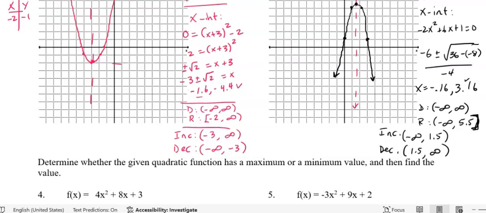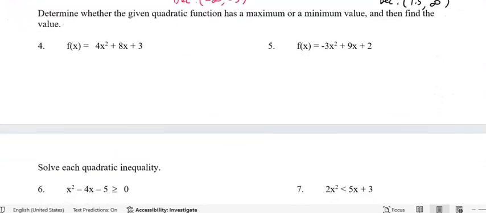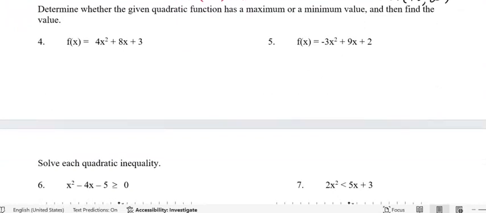All right, I think we got those. And for numbers 4 and 5, we're going to determine whether these have a maximum or minimum value and then find out what the value is. The way you can tell right off the bat if you're going to have a maximum or minimum is to identify how the parabola opens. Since the lead coefficient here is positive, the parabola has to open up, so that means we're going to have a minimum.